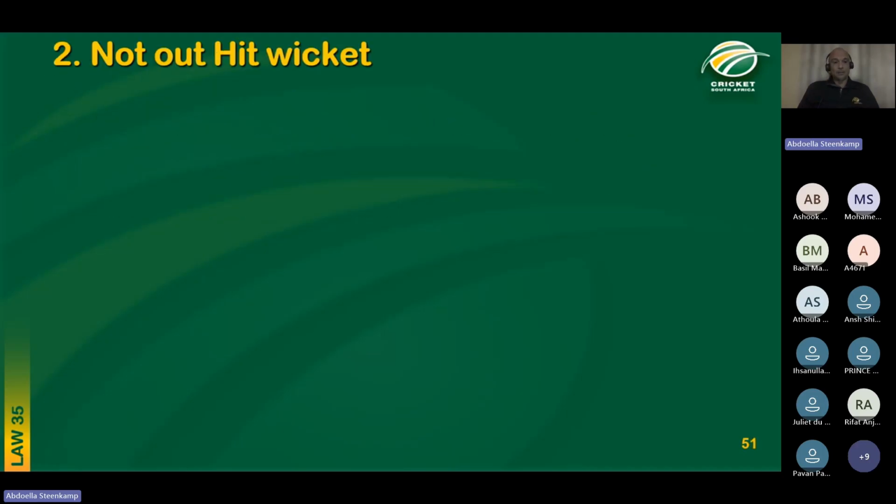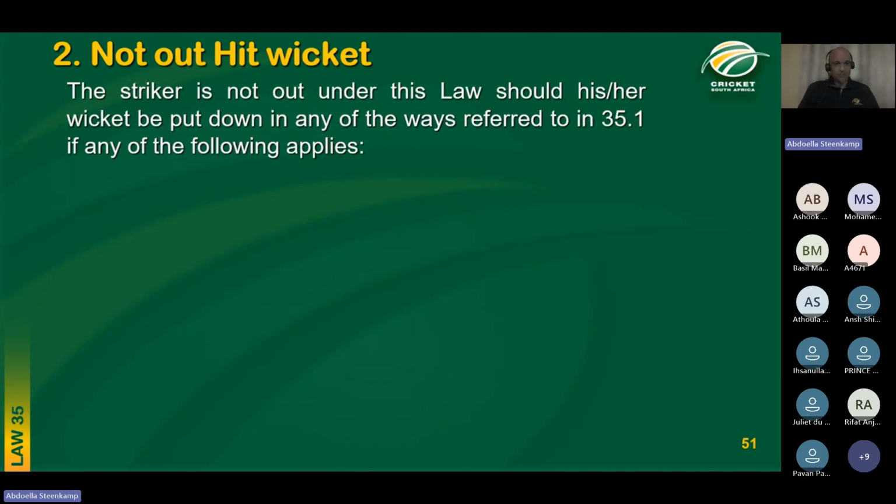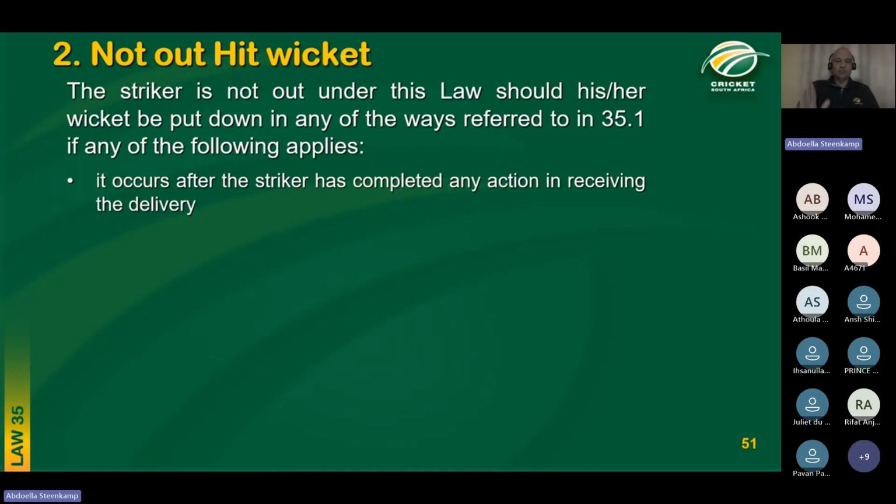Now we're going to focus on when the striker will be not out hit wicket, and we're now going to see when the window period for hit wicket closes. So the striker will be not out hit wicket if the striker puts the wicket down after the striker has completed any action in receiving the delivery. So bullet point 1 tells us when the window period for hit wicket closes. It closes as soon as the shot is done.